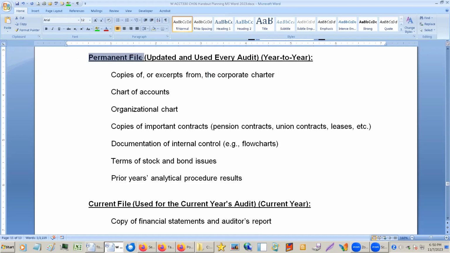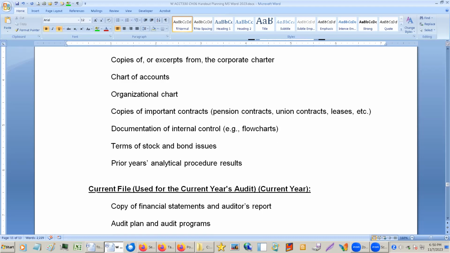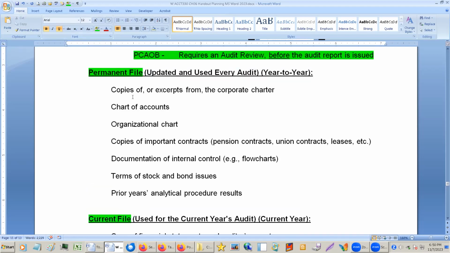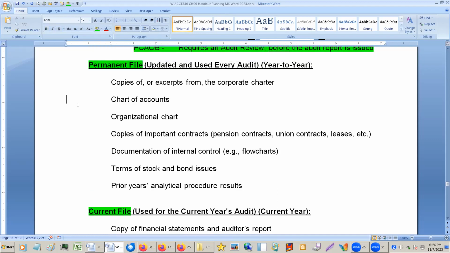We have permanent file stuff that we would take to every audit year, and we have current file stuff. This is only stuff that's used in the current year. Some of these things you just update every year. For instance, the chart of accounts. What accounts do they actually use? The organization chart, you'll update that. Okay, she's the new president, and then who's the new chief financial officer, and all that kind of stuff.